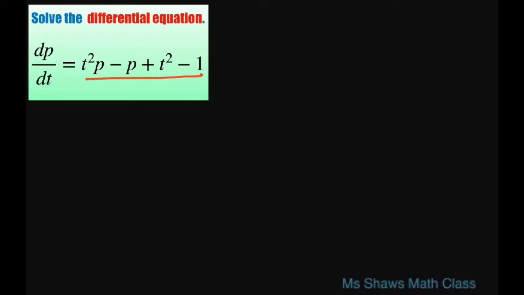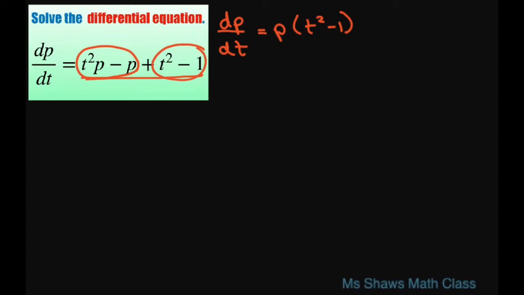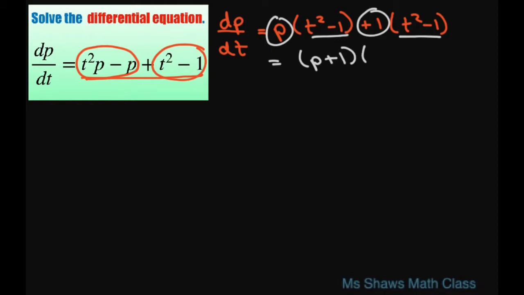So basically I can write this as dp divided by dt equals, and I'm going to factor out p here, and that's going to give you t squared minus 1. And for this piece, I'm just going to factor out a 1. So plus 1, and you still get t squared minus 1. Because these are the same quantity, we can now factor by grouping and group these together as p plus 1 times t squared minus 1.